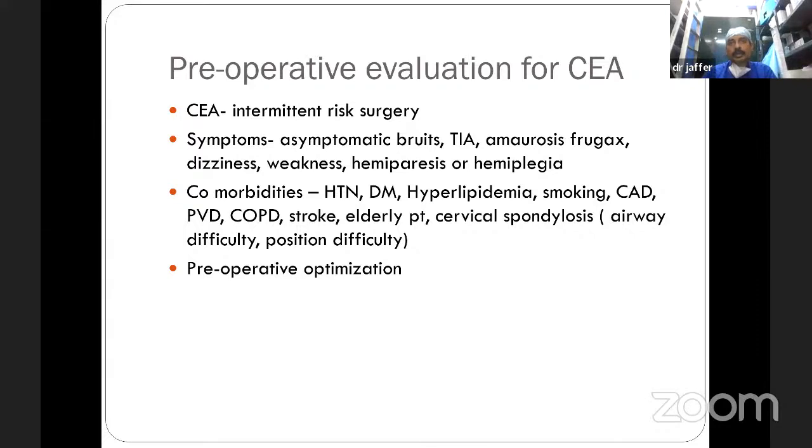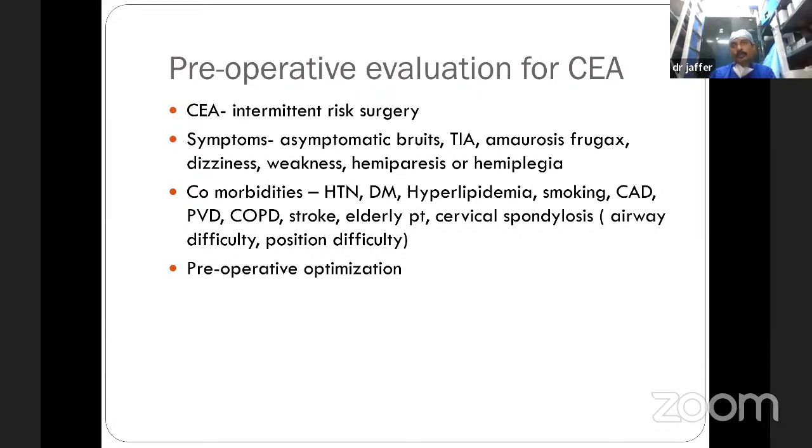Now, usually they are the elderly age group people, so they are prone to have comorbidities like hypertension. Such patients often have uncontrolled hypertension or some accelerated hypertension, which later on precipitates the event, or else they will be uncontrolled diabetic. Then hyperlipidemia, smoking history, coronary artery disease, peripheral vascular disease, COPD. Then of course a patient may already be a stroke patient, and they may have cervical spondylosis issues. So therefore, airway difficulty and positioning difficulty may also be present.